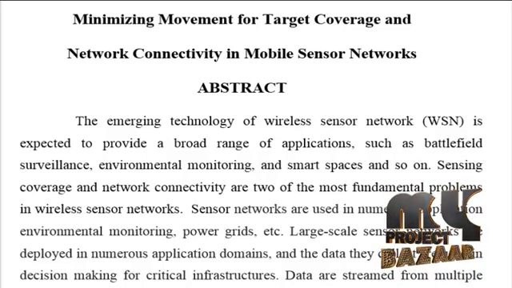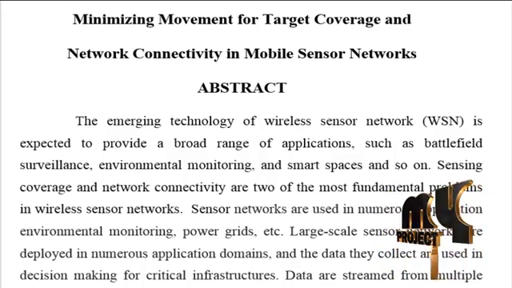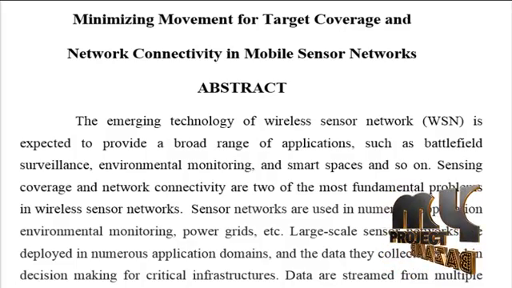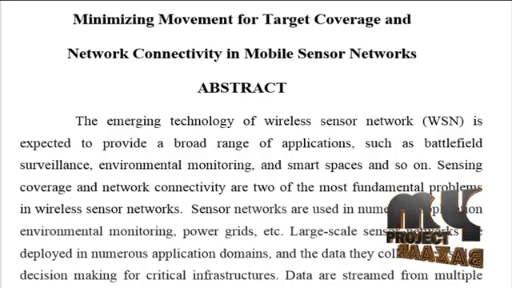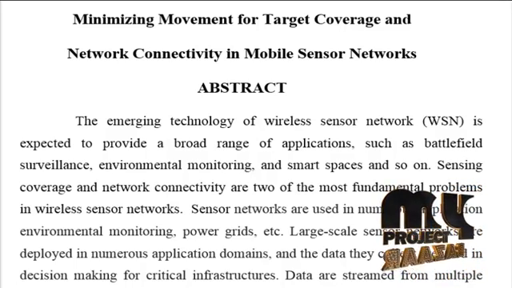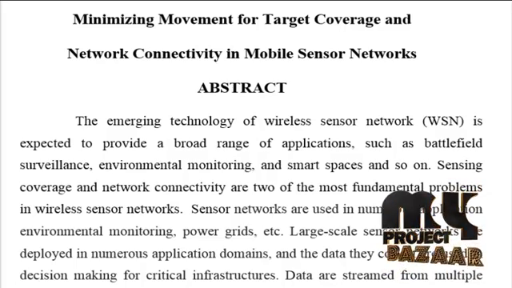Large-scale sensor networks are deployed in numerous application domains, and the data they collect are used in decision making for critical infrastructures. Data are streamed from multiple sources through intermediate processing nodes that aggregate information. Data are produced at a large number of sensor node sources and processed in the network at intermediate hubs on their way to a base station that performs decision making. The diversity of data sources creates the need to assure the trustworthiness of data, such that only trustworthy information is considered in the decision process.